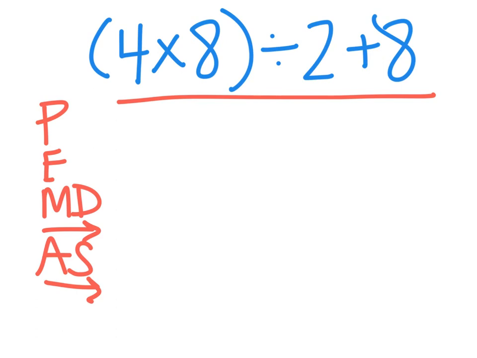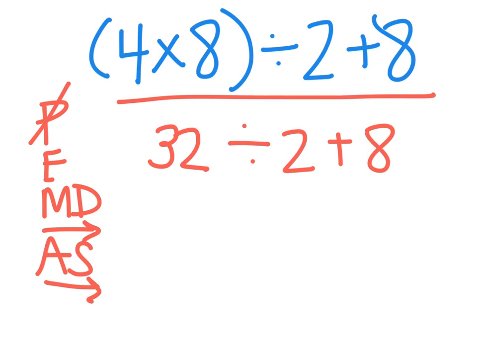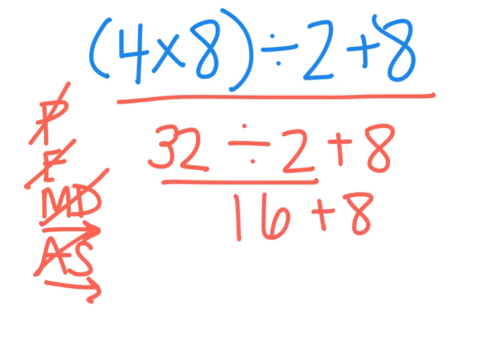So I'm going to start with anything in parentheses. 4 times 8 is 32. I'm going to rewrite my problem. Next I would do exponents, but I don't have any. So now I'm going to do multiplication and division from left to right. I have 32 divided by 2, which is 16, and I still have plus 8. Now I'll add and subtract, but I only have addition, so I'm just adding 16 plus 8, which is 24.